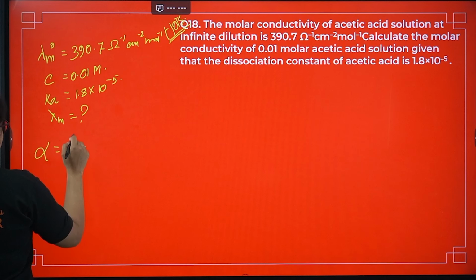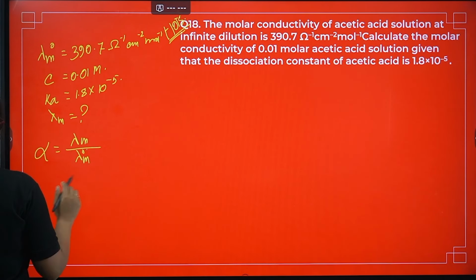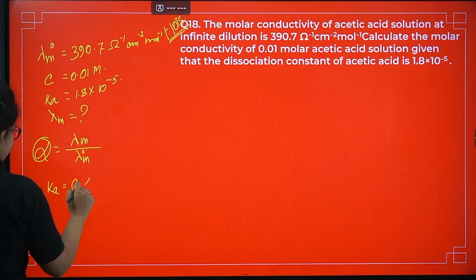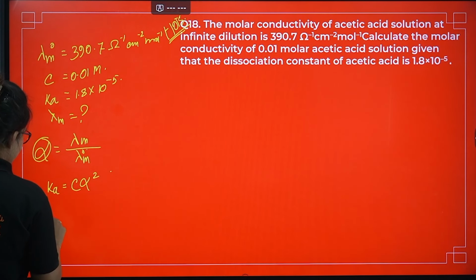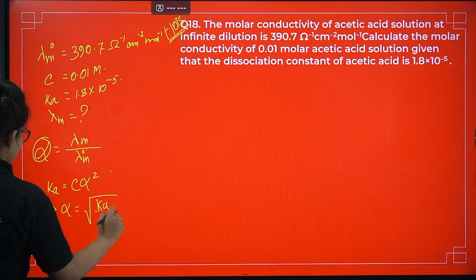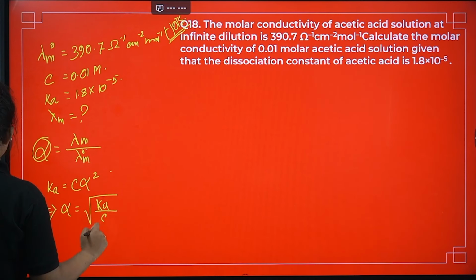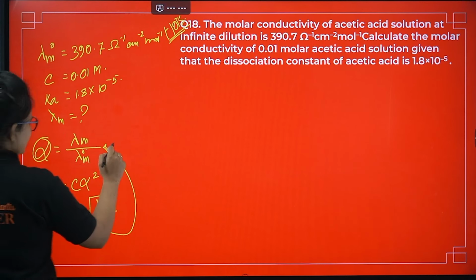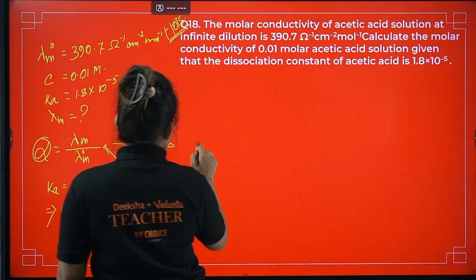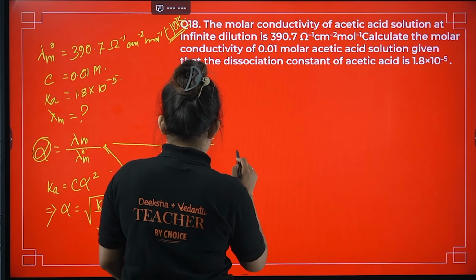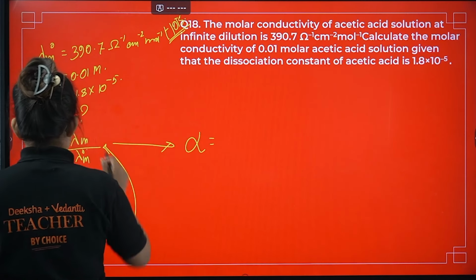So how should we proceed? Alpha is basically equal to lambda m by lambda m0, right? And how should I find out alpha now? From the Ka, which is basically C alpha square, right? So from here, alpha is basically equal to under root Ka by C. Okay, so now let's put this here. What will I get?